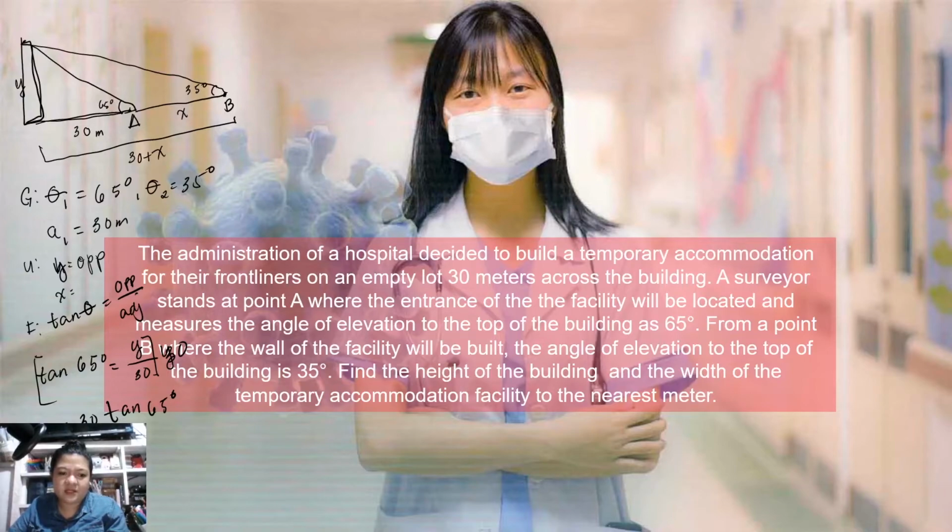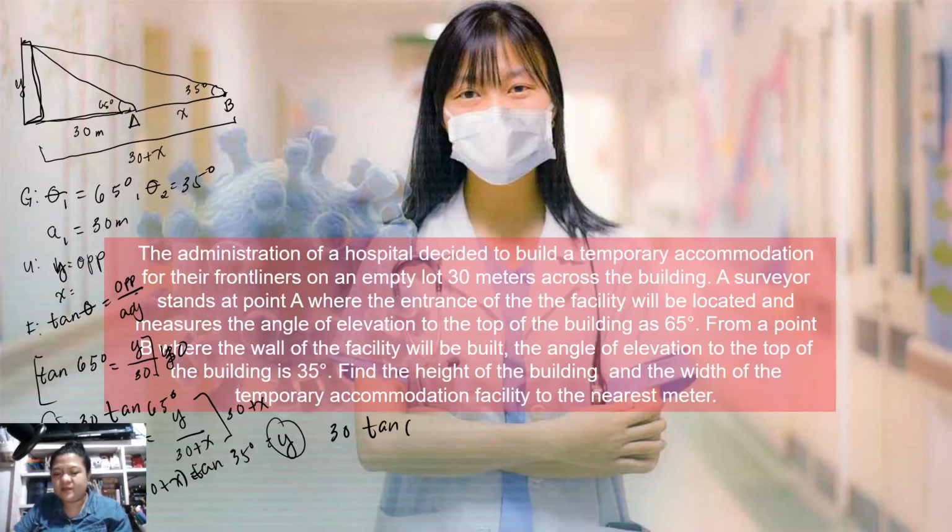Tangent 35 degrees is equal to, ang opposite side niya ay yung y rin, at ang kanya namang adjacent side ay 30 plus x. So, ganun din, para makuha natin si y, multiply natin both sides by 30 plus x. 30 plus x times tangent 35 degrees is equal to y. So, dahil parehas naman silang y, we can use transitivity. So, ibig sabihin ito, 30 tangent 65 degrees is equal to 30 plus x tangent 35 degrees.